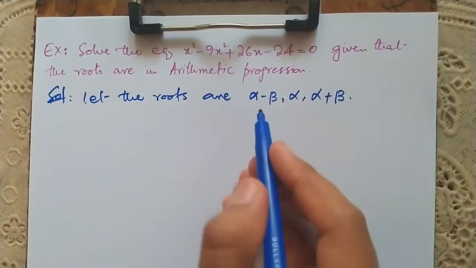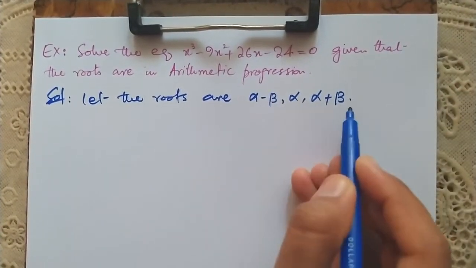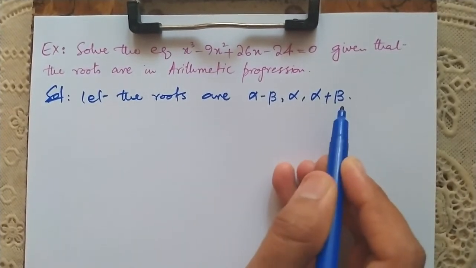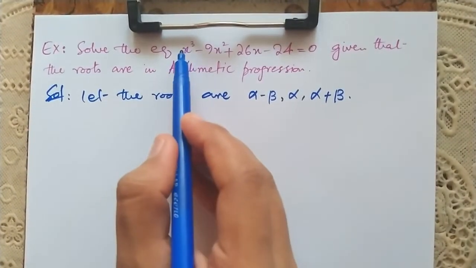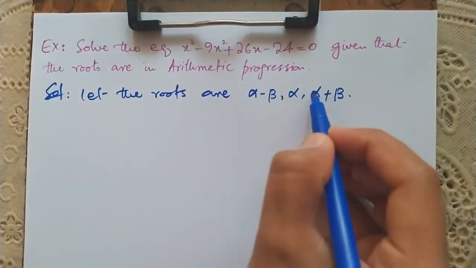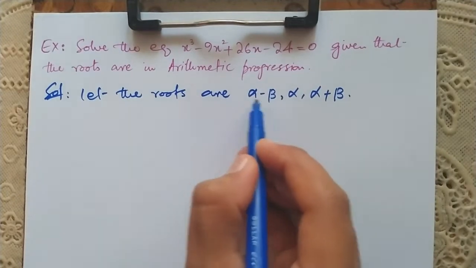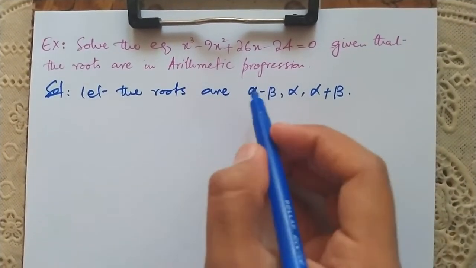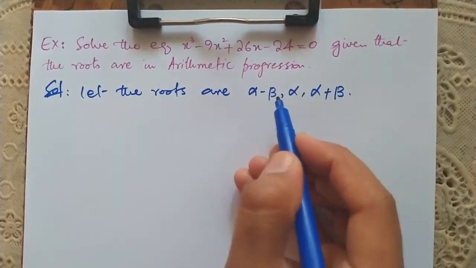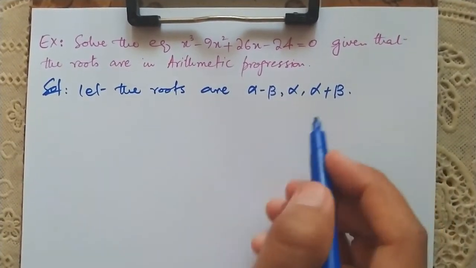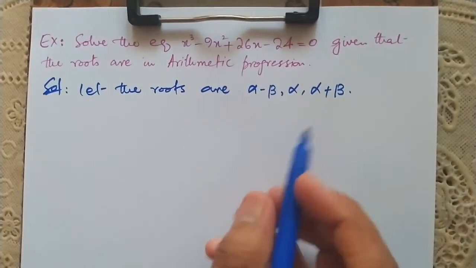So these are the three roots which are in arithmetic progression, and you are required to find the values of alpha and beta. That is the solution: you are required to find alpha minus beta, alpha and alpha plus beta. In order to find these three roots, you are required to find the values of alpha and beta. When you get the values of alpha and beta, you can find the roots, right? So let's see how to find alpha and beta.